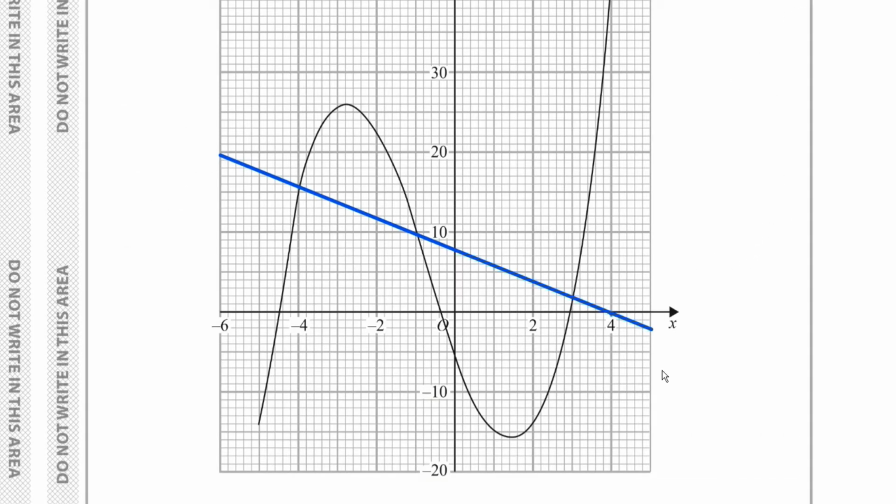Here is the line y equals 8 subtract 2x. The y-intercept is at 8, the x-intercept is at 4. Now, where the graph y equals x cubed plus 2x squared subtract 13x subtract 4 intersects the line y equals 8 subtract 2x is here, here, and here.